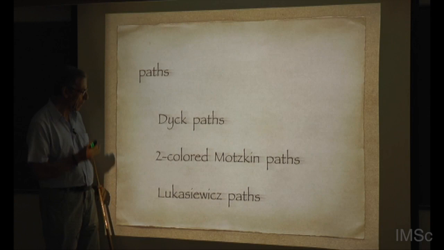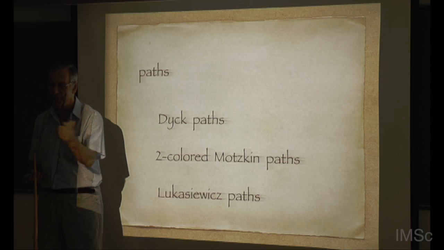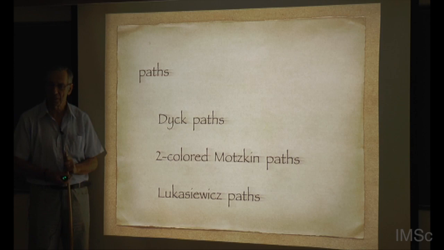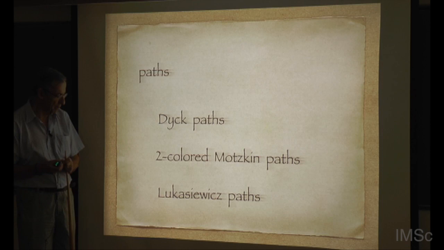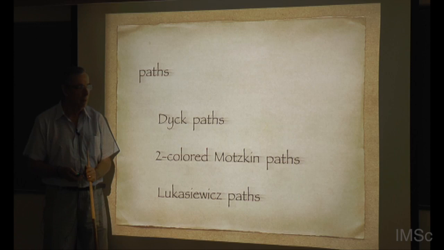Okay, so that's the end of the story about trees: three kinds of trees, a trivial bijection, and another bijection between binary trees and planar trees. So now the next section. There are three kinds of paths: the Dyck path, the two-column Hodgkin path, and the Lukasiewicz path. We have already seen Dyck paths, and we have seen Hodgkin paths related to directed animals. So let's recall all this.